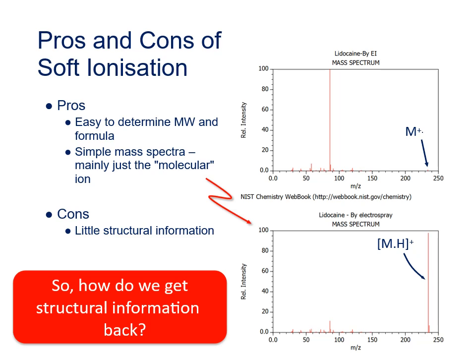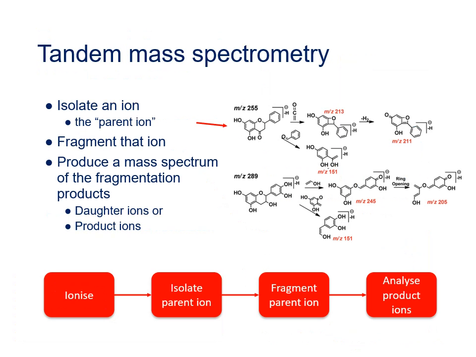So if we still need to use soft ionization in order to get the molecular mass, how do we get the structural information back? And the answer to that little conundrum is a process called tandem mass spectrometry. So in tandem mass spectrometry, we take that molecular type ion that we've made from our soft ionization source, we isolate it in the mass spectrometer, and we deliberately fragment it.